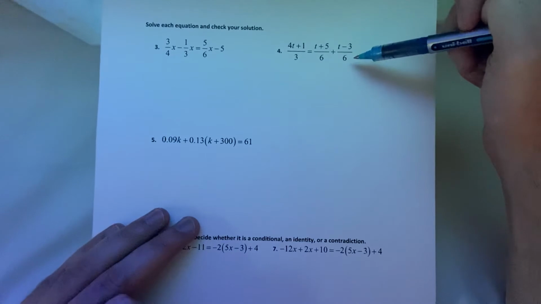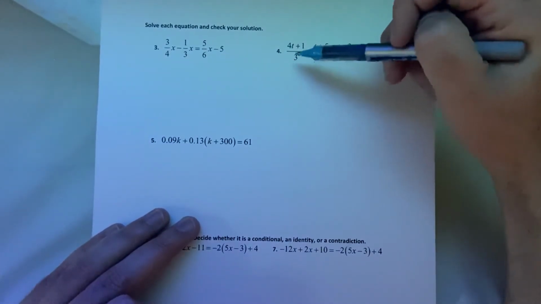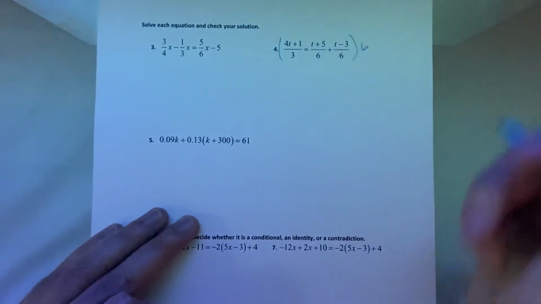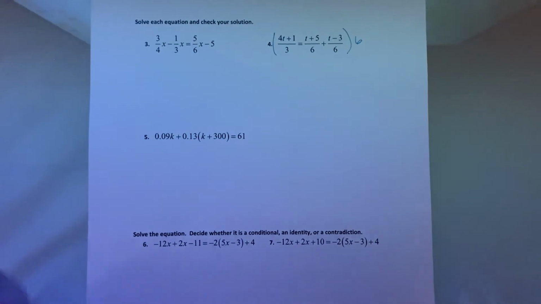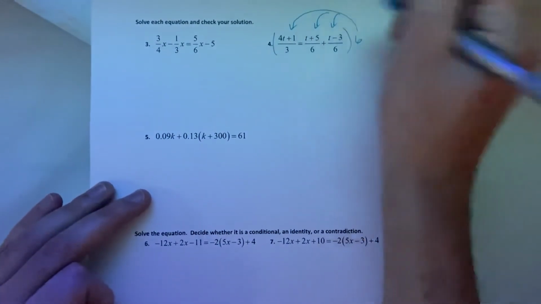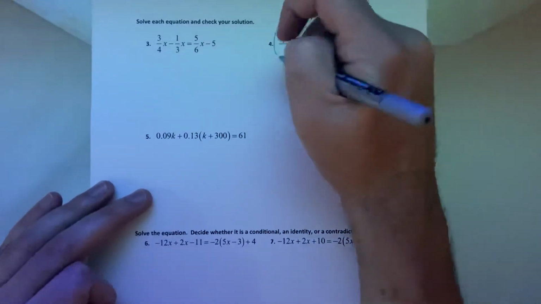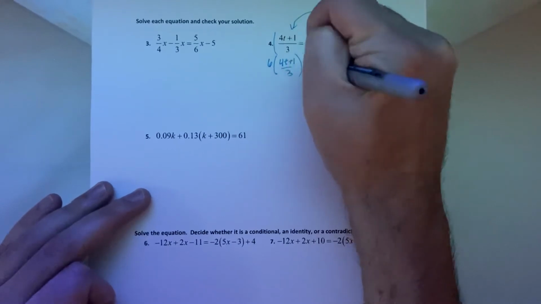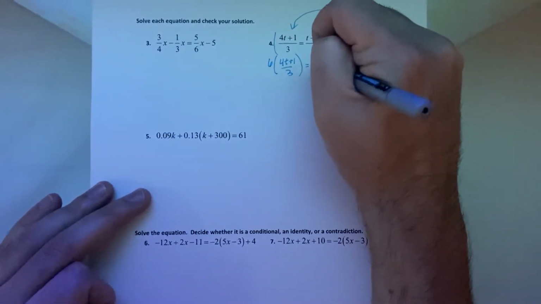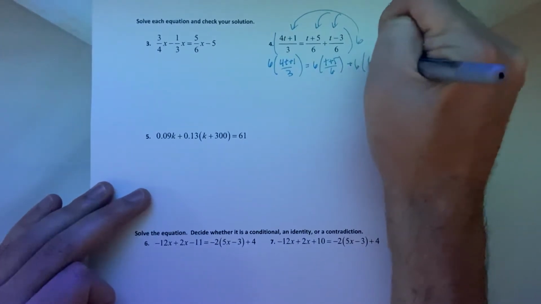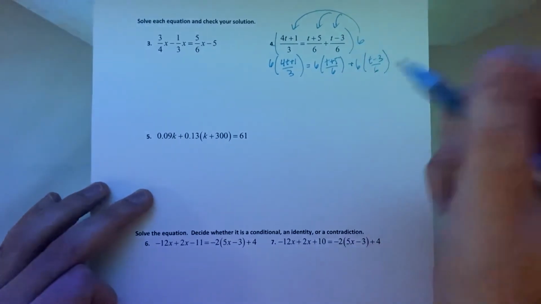What's a number that will cancel out a 6 if I multiply by it? Well, a 6. Will a 6 also cancel out a 3? That's the question. Yes, because it's a multiple of 3. So this 6 gets distributed to everything if you multiply it, even if something didn't have a fraction. So we have 6 times (4t plus 1 over 3) equals 6 times (t plus 5 over 6) plus 6 times (t minus 3 over 6).